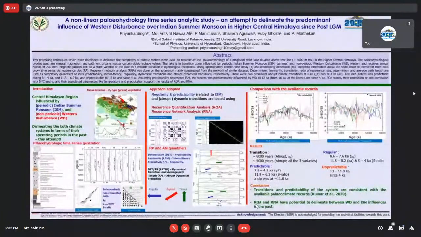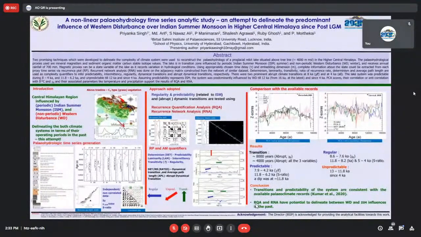For understanding the dataset, a confidence interval is needed. The values above or below that confidence interval are significant for any inference. On the basis of the recurrence plot and adjacency matrix, 5 quantifiers are suitable to address our objective. These quantifiers are determinism for predictability, laminarity for intermittency, transitivity for regularity, DET by RR, that is dynamical transition, and average path length for abrupt dynamical transition. To understand the plot, the green arrow is for regularity, blue arrow for unpredictability, and red for the transition.